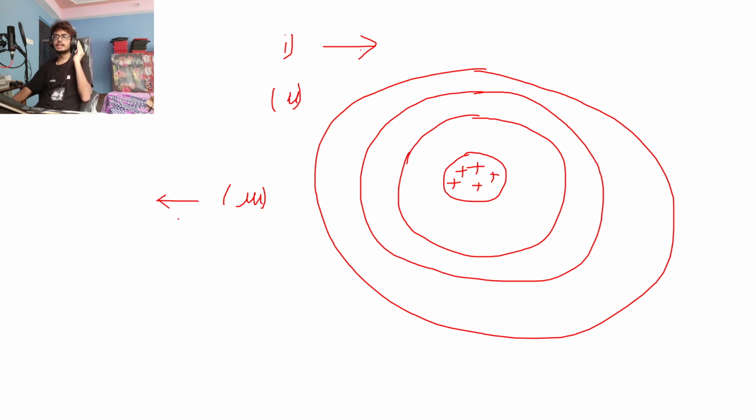This third postulate is not so important. You don't need to consider it. Just remember the 2 postulates. The first one is that most of the mass of an atom is concentrated in the center of the atom, and that place is known as the nucleus. The second one is that most of the space occupied by an atom is empty. There is nothing inside the atom mostly. So 95% of an atom is empty space. That should be clear. Is Rutherford's nuclear model of an atom clear?